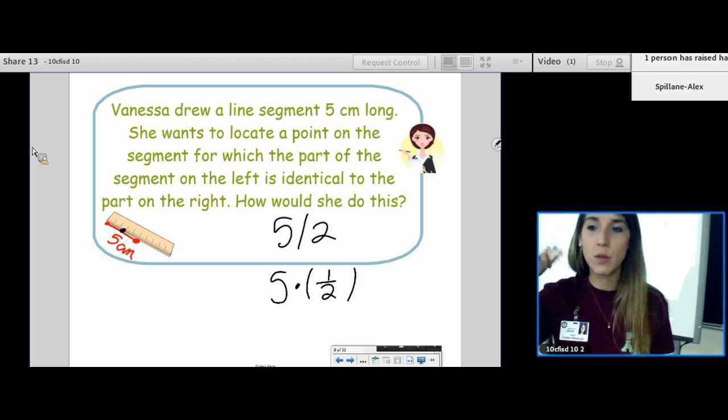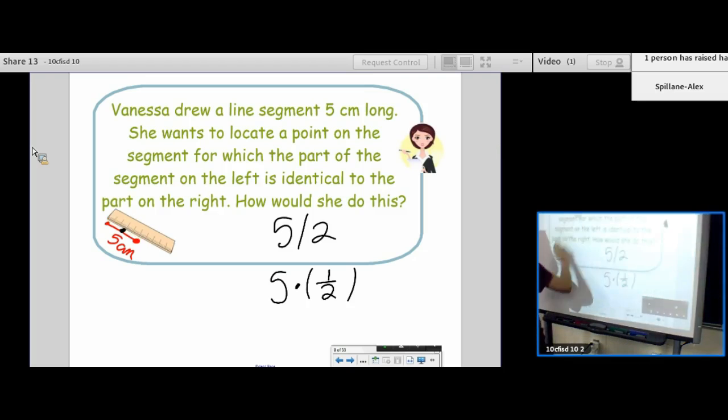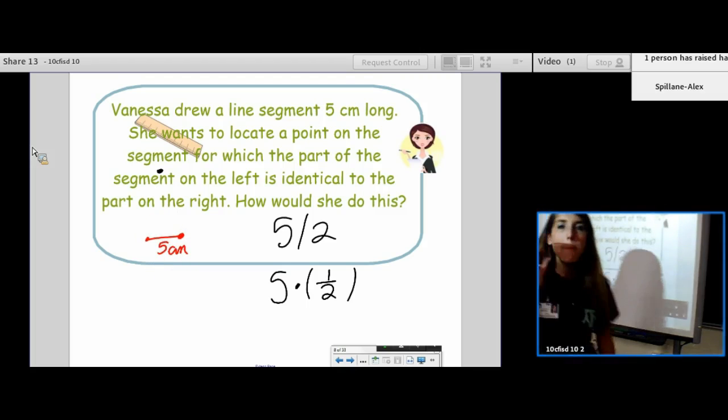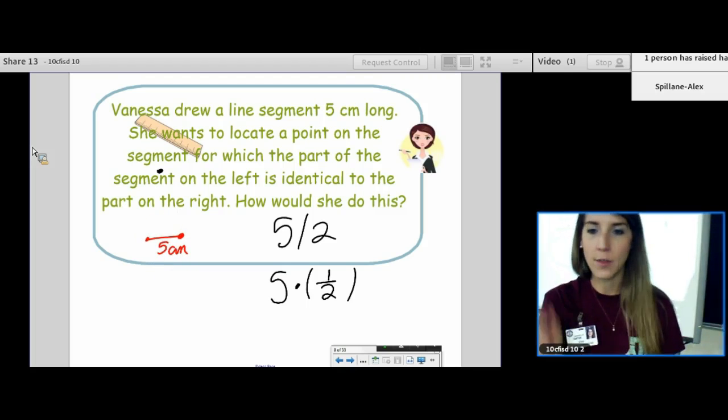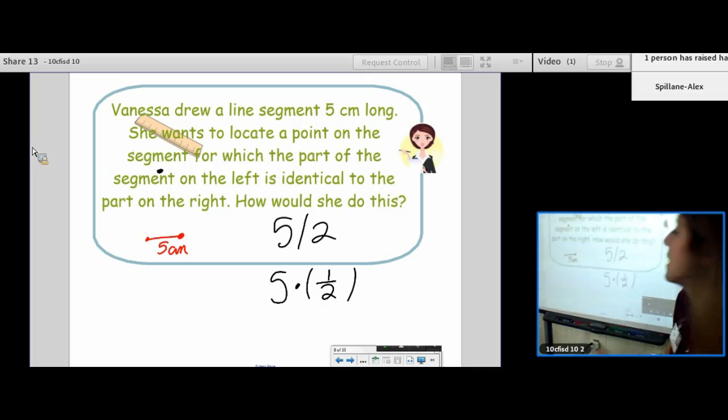Okay, now you lost your ruler. You don't have your ruler anymore. You just have a segment on your piece of paper, and your segment is 5 centimeters long. How do you find the middle of that segment? You don't have a ruler. Are y'all going to let Alex answer everything? Yes, I wanted you to say that.